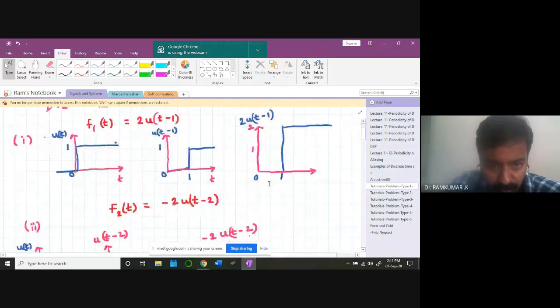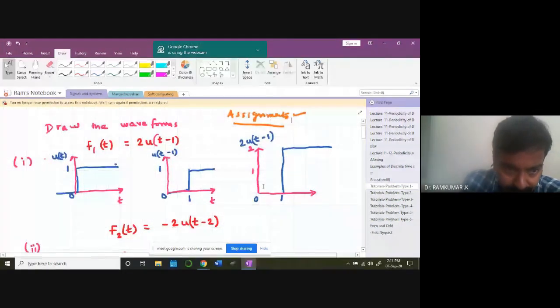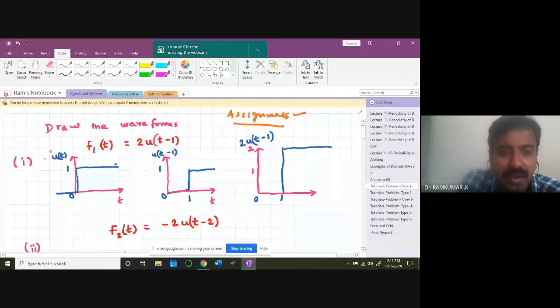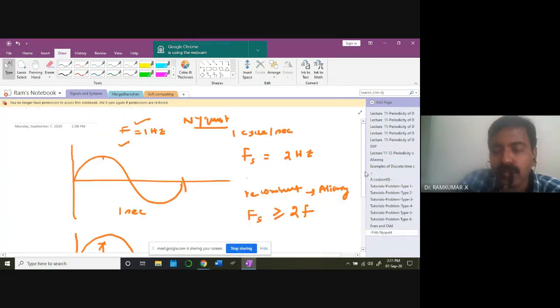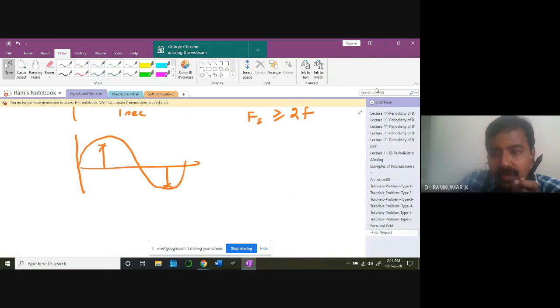Here we have a step signal. u of t is the step signal. When I shift this signal by 1 instant, u of t minus 1, I end up with this particular signal. What is the problem given to you? I'm asking you to draw the diagram of 2u of t minus 1. Naturally in your mind, you may have already thought of how the signal looks.